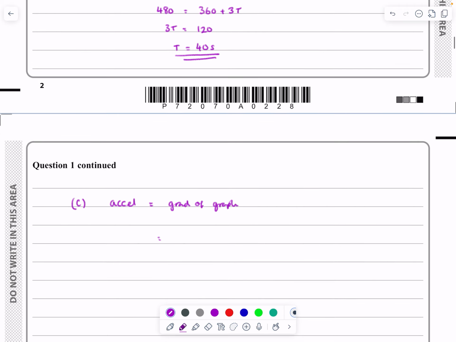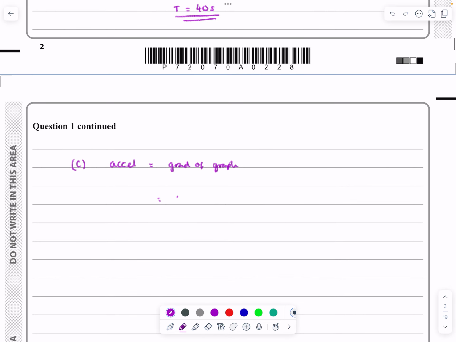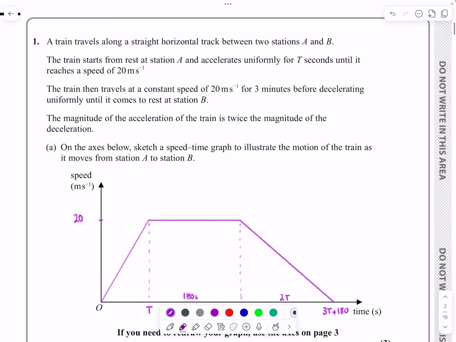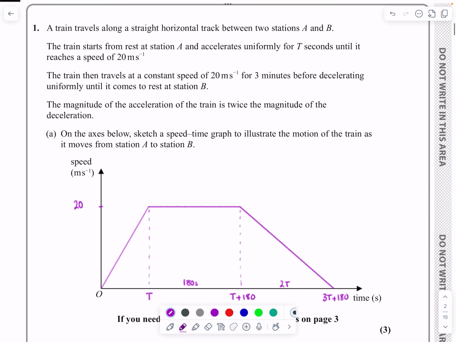So it equals, in this case, that's 20 and that's t there. So it's going to be 20 divided by t. And we've just worked out that t was 40. So 20 divided by 40 is equal to 0.5. Make sure you put all your units on properly. Meters per second squared. And so, yep, nice, easy first question. Hopefully no issues with that whatsoever.